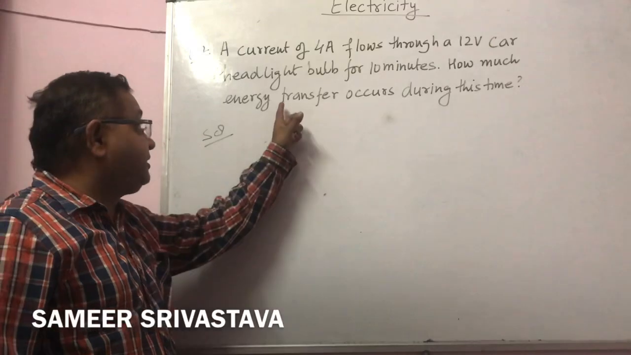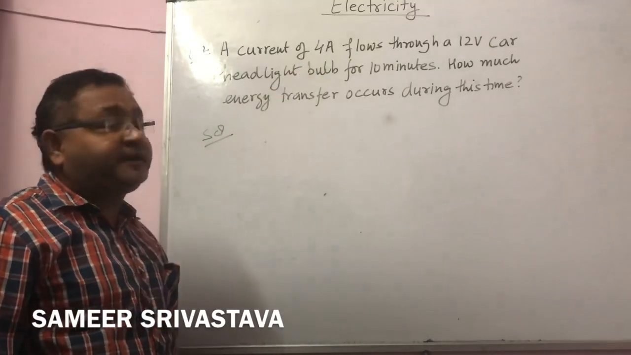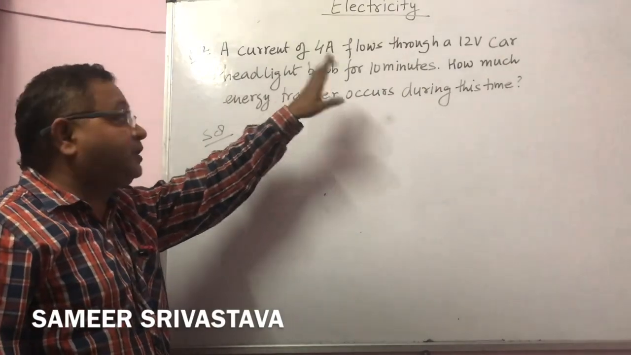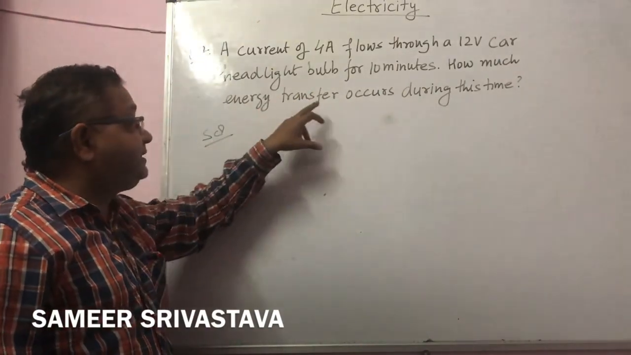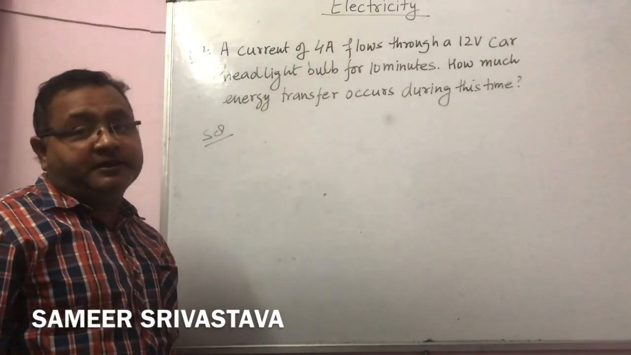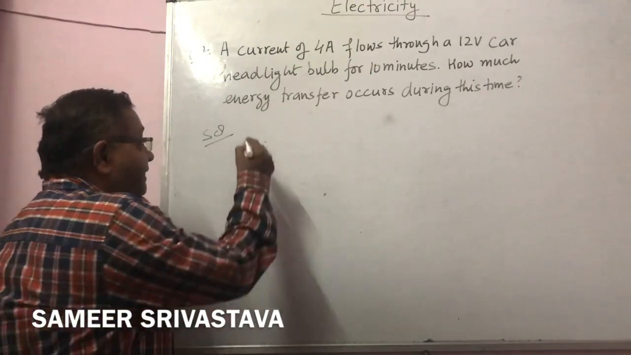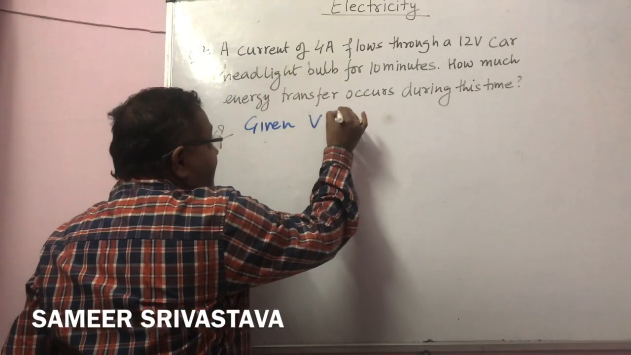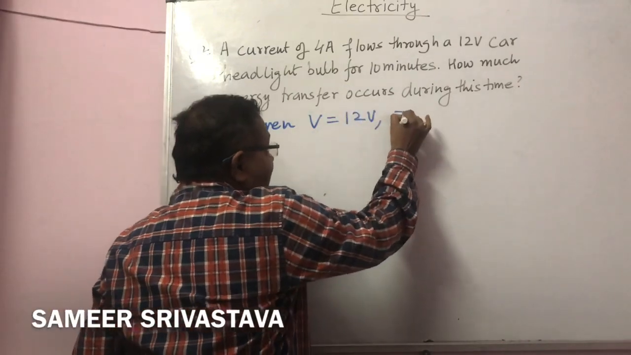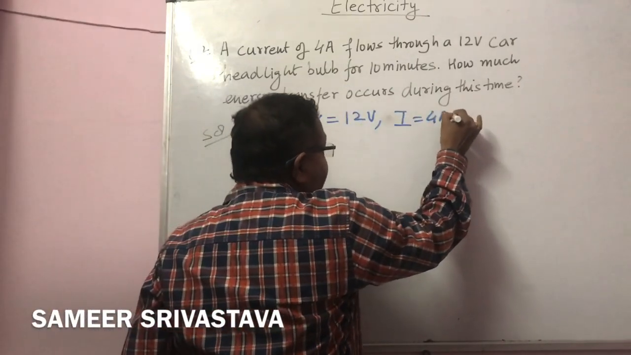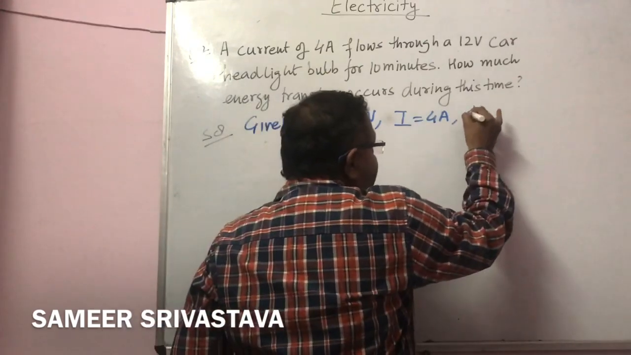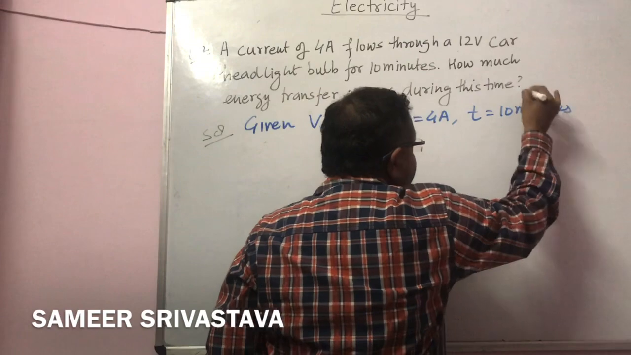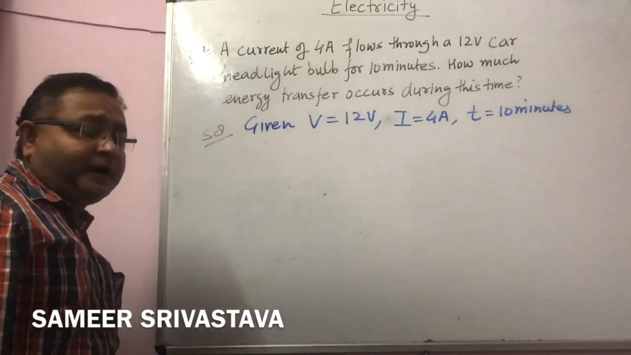Now the next question. A current of 4 ampere flows through a 12 volt car headlight bulb for 10 minutes. How much energy transfer occurs during this time? Again, what parameters are given? Voltage is given as 12 volt, current value is given as 4 ampere, right? And the time is given as 10 minutes. Now we have to find the energy.